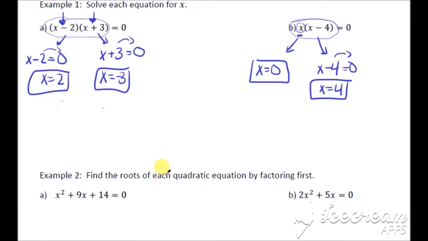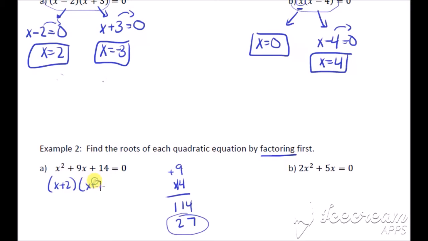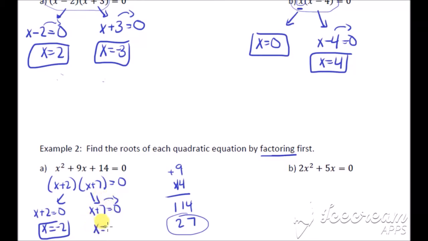Okay, I'm going to scroll up. We're going to find the roots, but first we're going to factor. So what if we're not given our equation in factored form? What two numbers multiply to 14 and add to 9? Well, the factors of 14 are 1 and 14, and 2 and 7. So these two are going to add to 9. Those are going to be our factors, x plus 2, x plus 7. If we branch these off, we get x plus 2 equals 0, so x is going to equal negative 2. And we get x plus 7 equals 0, so in this case, x is going to equal negative 7.